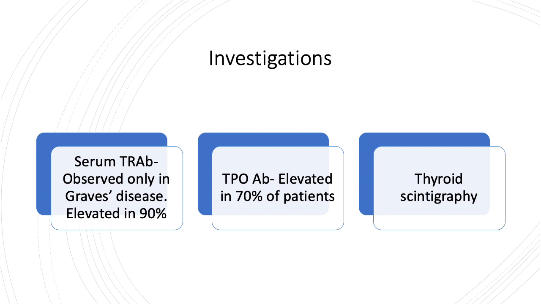Investigation to confirm Graves' disease is with thyroid autoantibodies, especially TSH receptor antibodies. Graves' disease is suspected with the triad of goitre, thyrotoxic features, and ophthalmopathy. It is confirmed with TSH receptor antibodies. So thyroid scintigraphy is not required. It is done if the diagnosis is still uncertain.